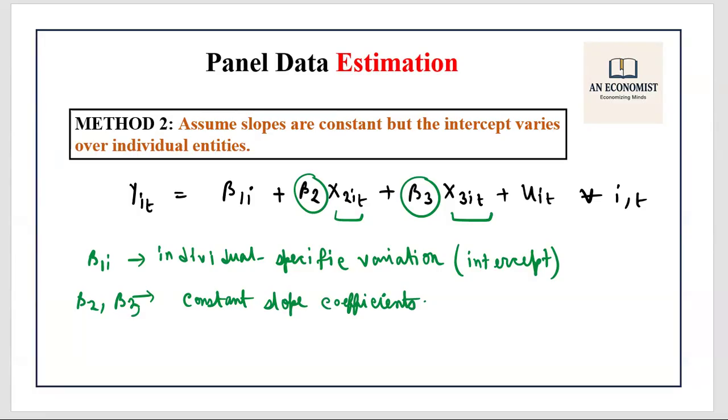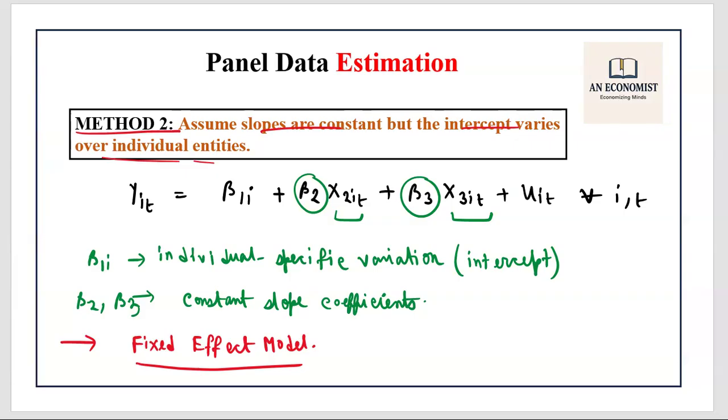If you have this kind of model, it is known as the fixed effect model. This is very important to know. The previous model that we talked about was the pooled OLS regression model. This kind of model that we study in method 2, where the slopes are constant but the intercept varies over individual entities, is known as the fixed effect model. Although the intercept term varies over the firms, as we can see it varies over i, each individual intercept does not vary with time. That is, it is time invariant.